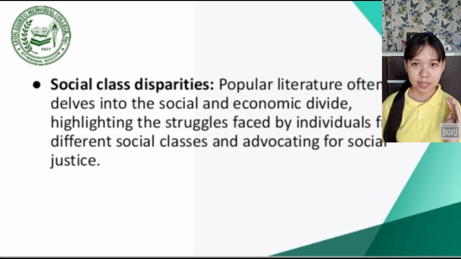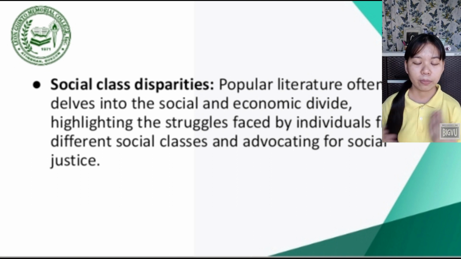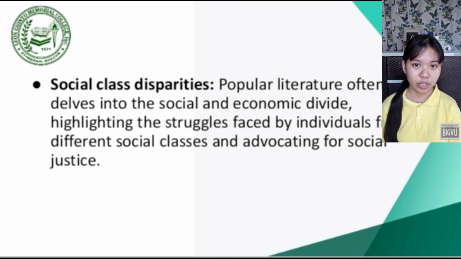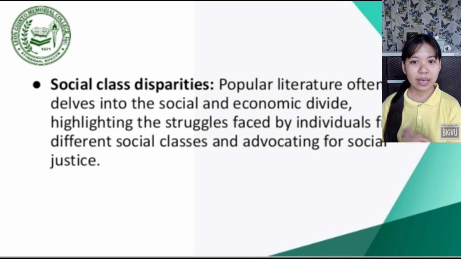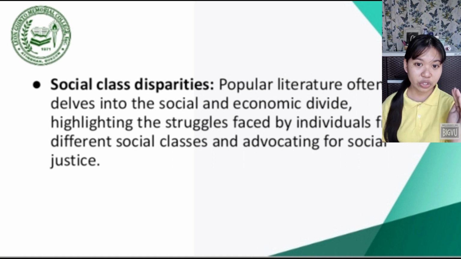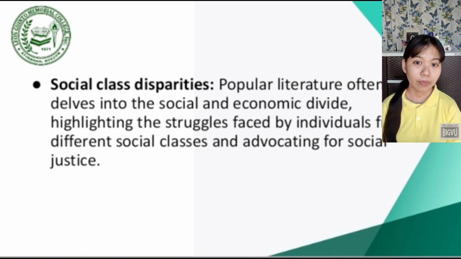Next is social class disparities. Popular literature often delves into the social and economic divide, highlighting the struggles faced by individuals from different social classes and advocating for social justice. Here we have three types of social class, which are the upper, middle, and lower class. Popular literature shows the differences between rich and poor people and the challenges faced by those in lower social classes. For example, there is the novel Noli Me Tangere by Jose Rizal, right?